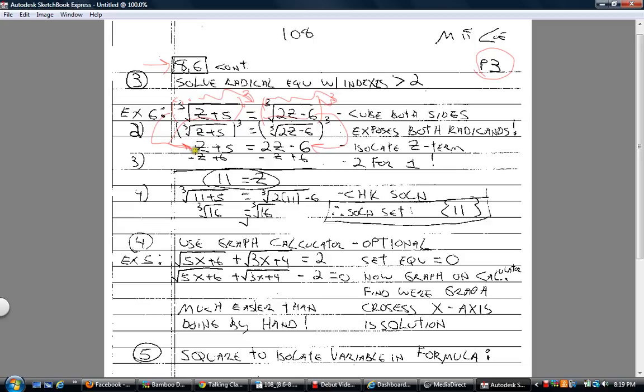In this case we added z to both sides, minus 6 on both sides. Next thing you're left with is z equals 11, and you're done. And then step 4, this is the kicker. Don't forget to check your solutions. You've got to check them. Please remember to do that. Stick 11 in for z. You find out that it's a true statement, so your solution set is 11 in this case.